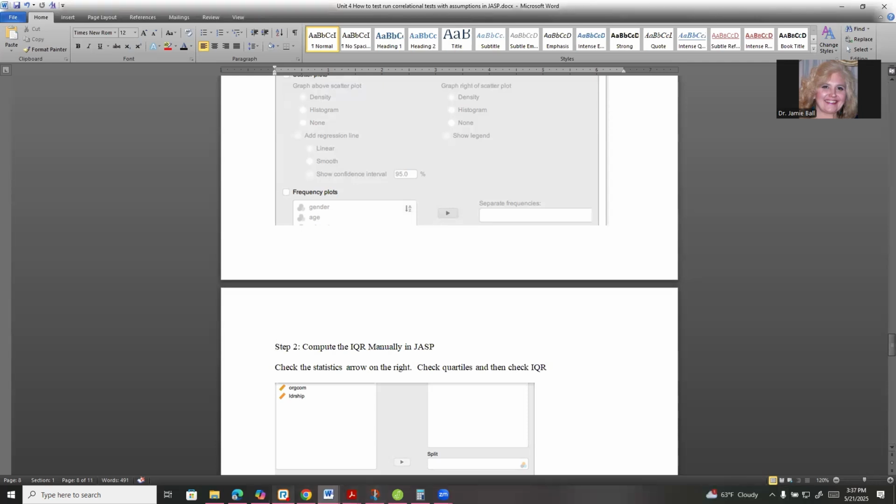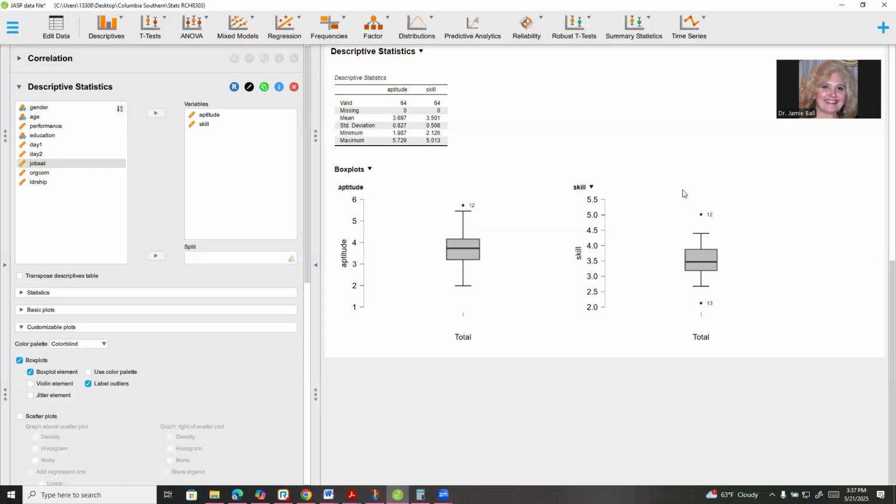Okay, so let's look at mine. Well, let's look at skill because I've got an upper outlier and a lower outlier. So case number 13 and case number 12 are both outliers under skill. See that there? So I'm going to have to calculate if they're greater than 1.5 steps from the edge, that's an edge, and that's an edge, from the box plot.